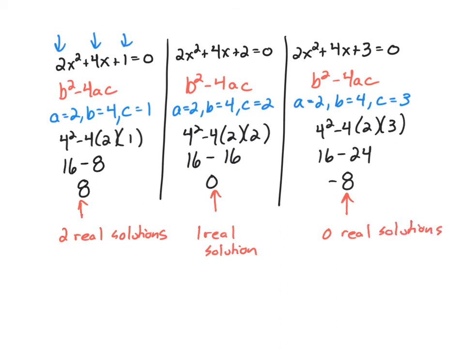Okay, so once you find your discriminant, all you're doing now is determining: is it positive, is it 0, or is it negative? If it's positive, I have 2 real solutions. If it's 0, I have 1 real solution. And if it's negative, I end up with 0 real solutions.